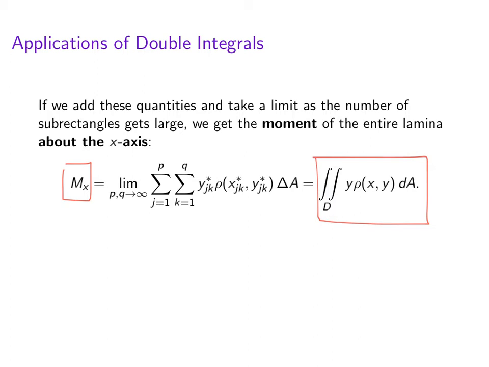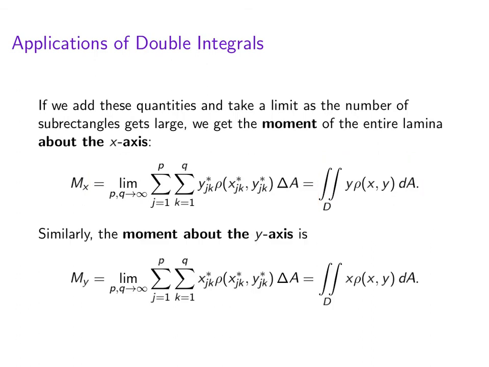So we write M_x for the moment about the x-axis. It's just going to be the double integral of y times the density function. And we can do the same kind of thing to get the moment about the y-axis. Now we're going to get a double integral of x times the mass density function.